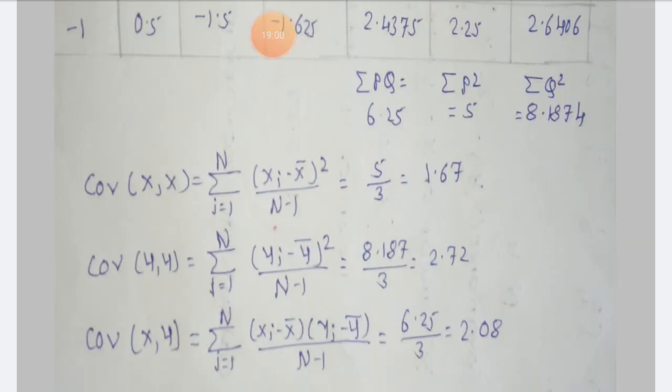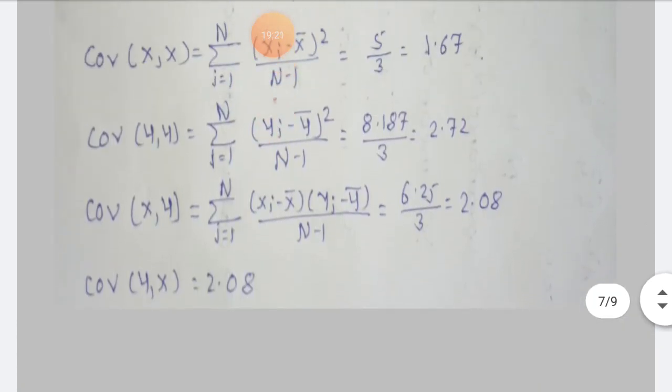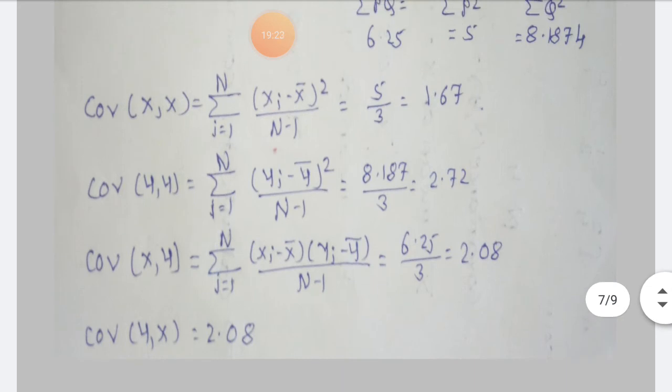And finally find the covariance value for x with y. It's summation i equal to 1 to n (xi minus x bar) into (yi minus y bar) divided by n minus 1. We have already the value of 6.25. Divided by 3, I am getting 2.08. And if we find covariance of y with x, I am getting the same value, that is 2.08, because the equation will be the same.